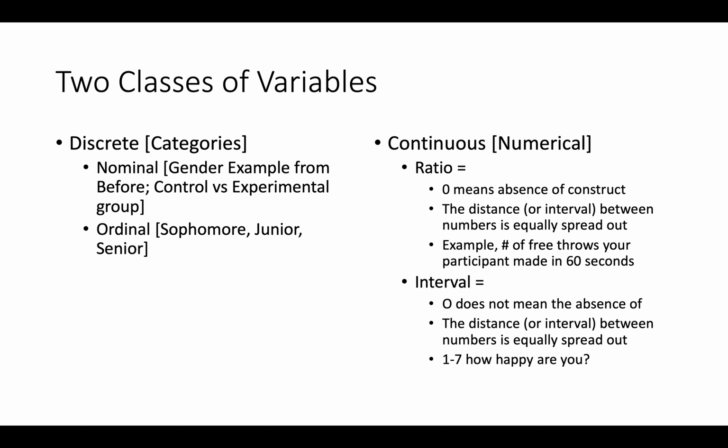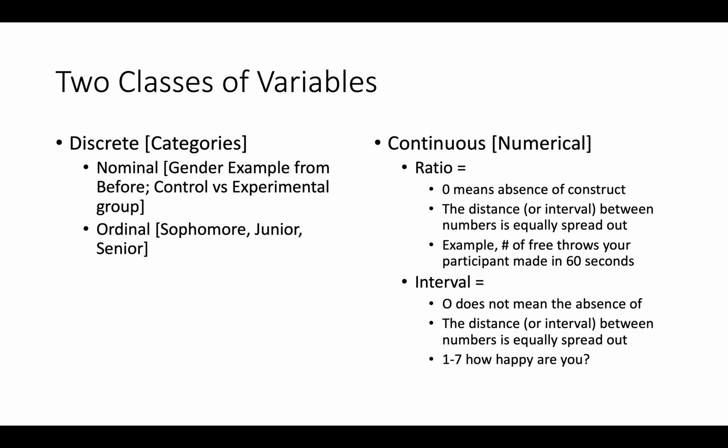So ordinal, the difference there is that increasing numbers equal increasing values on the construct. So take class year. First years have fewer credits than sophomores, who have fewer credits than juniors, who have fewer credits than seniors.